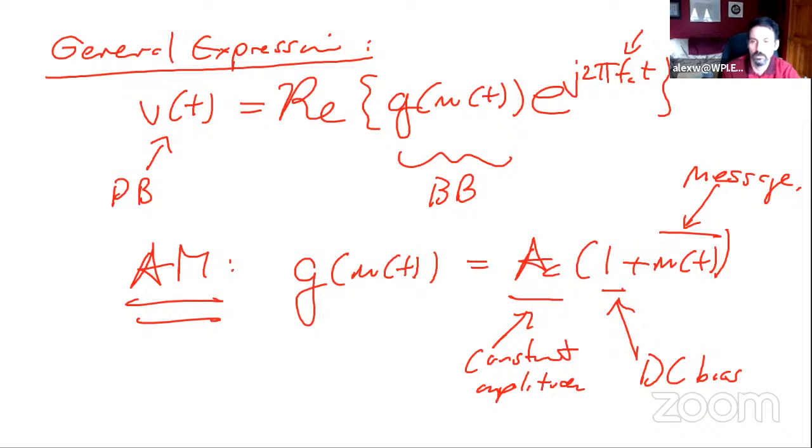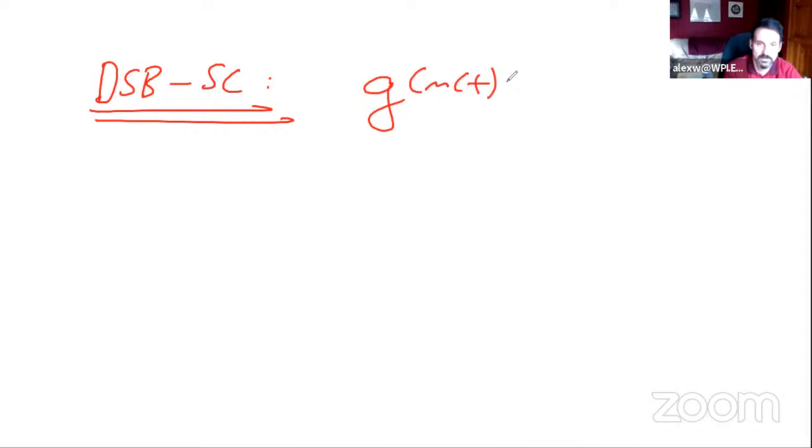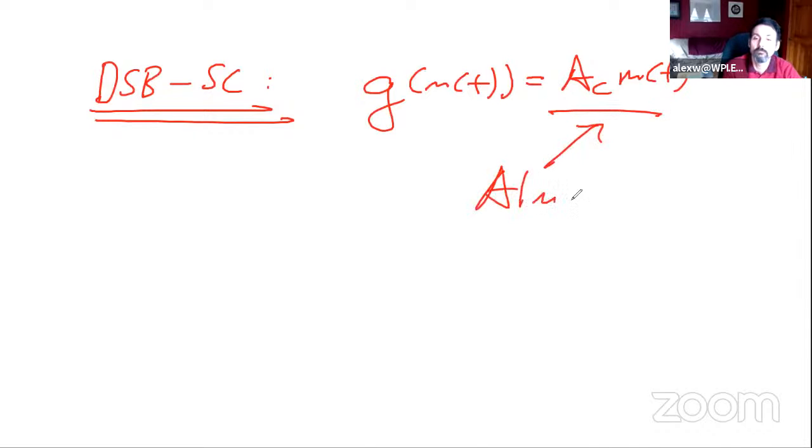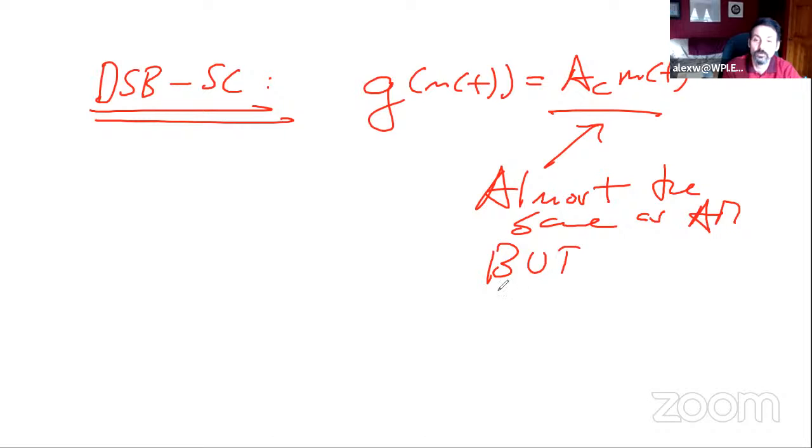Now, DSB-SC. How does that work? The mapping for this is that. So we don't have the bias term. It's almost the same as AM, but no DC bias.